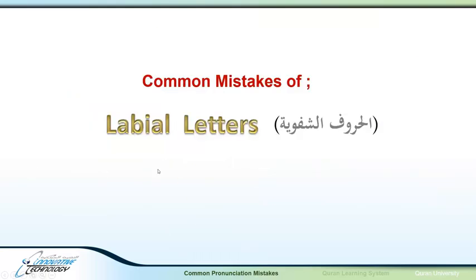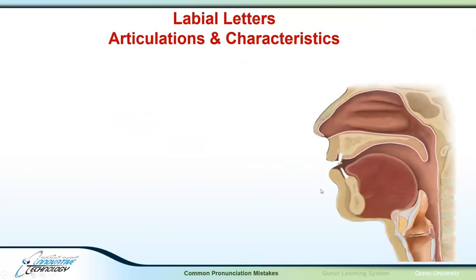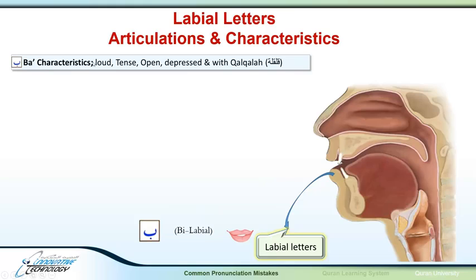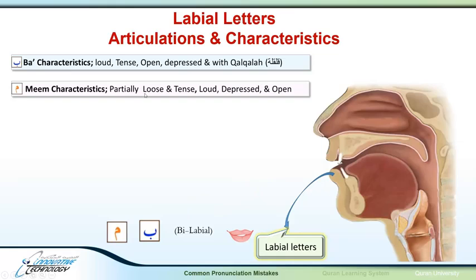And now we will proceed to the common mistakes of the labial letters. Let's first revise quickly the labial letters' articulation and characteristics, starting with the bilabial letters. The first bilabial letter is the ba, and the ba is characterized by being loud, tense, open, depressed, and with qalqala. The second bilabial letter is the meem, and the meem is characterized by being partially loose, tense, loud, depressed, and open.